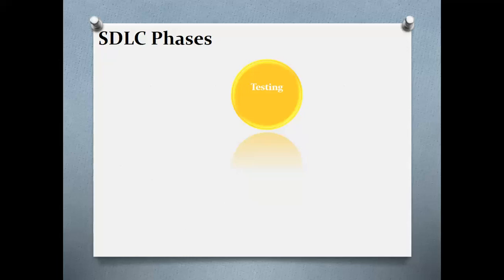Testing phase. In the testing phase, different types of testing activities are performed to detect defects and to improve the quality of the system. Testing activities are executed based on the test plan created in the development phase. Here, usually smaller components are tested first, followed by larger components before finally testing the entire system. This is called the bottom-up approach of testing.